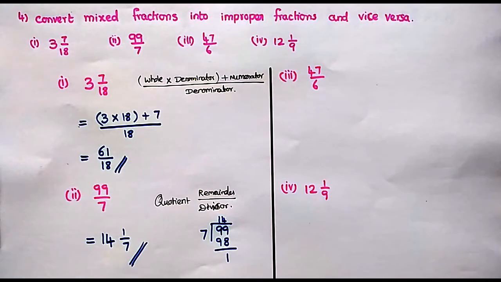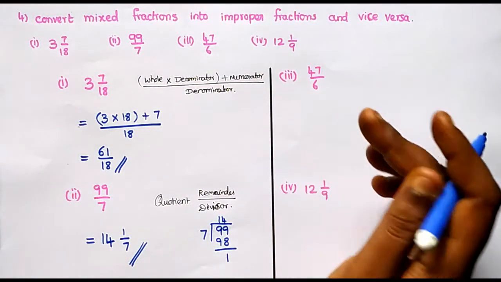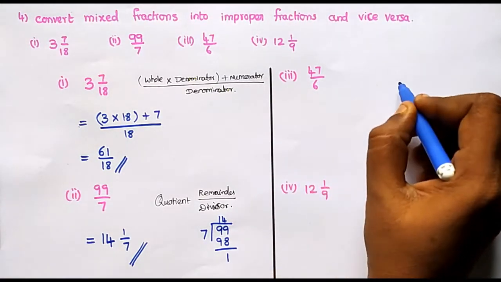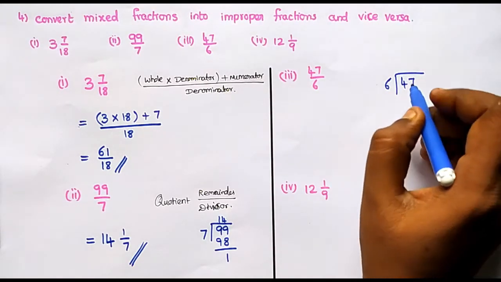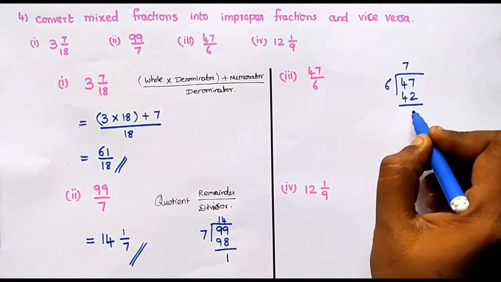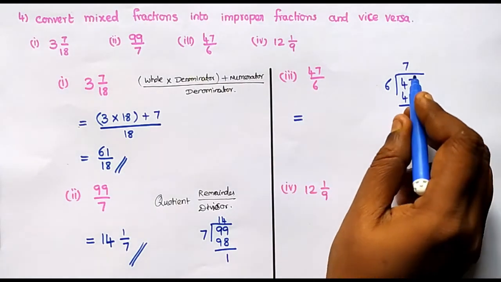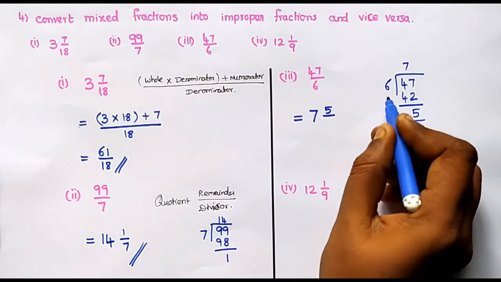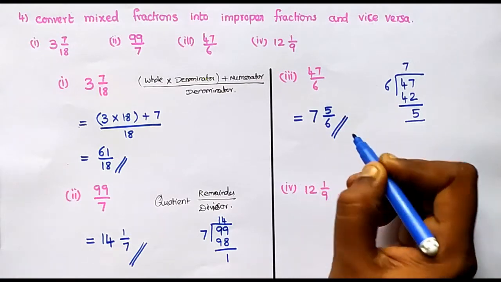Next one, 47 by 6. It is an improper fraction, so we have to convert into mixed fraction. So first divide 47 by 6. How many times? 7 6s are 42, remainder 5. So quotient 7, remainder 5, divisor 6. So 7 5 by 6 is the answer.